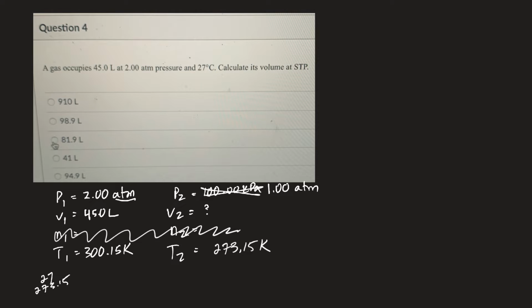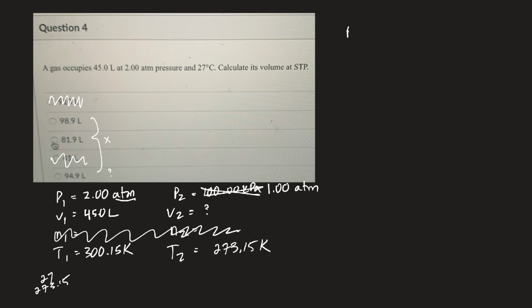Don't need that. Now, if they halve the pressure, the volume's got to go up, right? Yeah, because they're inverse, pressure and volume. So the volume has to go up. So my answer can't be 41. 910 is way out to lunch. So it's got to be one of those 3. If I'm guessing, temperature goes down a little bit. I don't know. 45 times 2 is 90. I don't think it's the 81 one. I don't know, I'm just guessing.